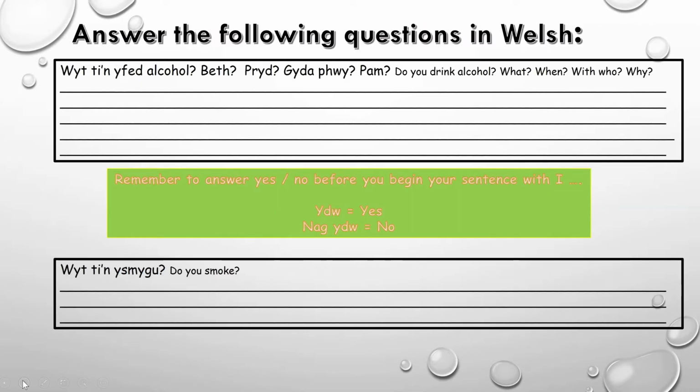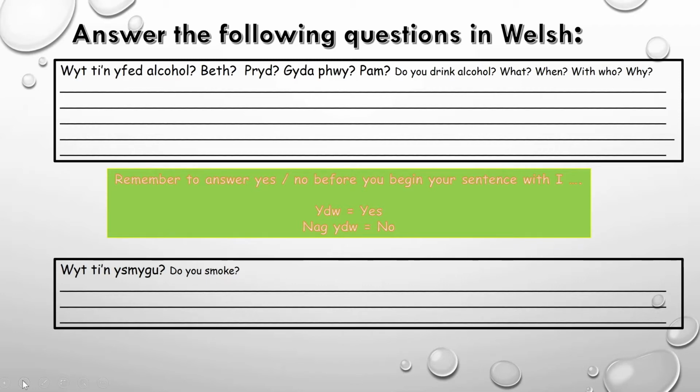So the next task, we want you to respond very simply to the 2 key questions. Wyt ti'n yfed alcohol? Beth, pryd, gyda phwy, pam? Do you drink alcohol? What do you drink? When do you drink? With who and why? The second question, wyt ti'n ysmygu? Do you smoke? Now remember to answer yes or no before you begin your sentence.